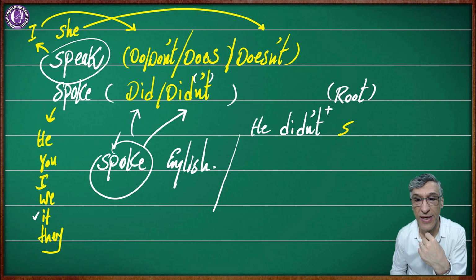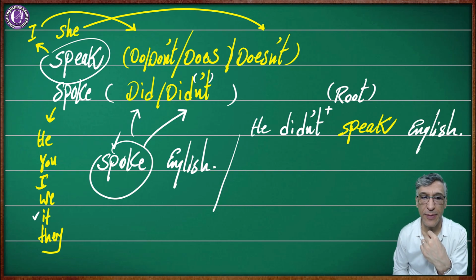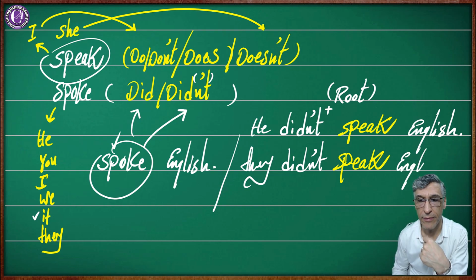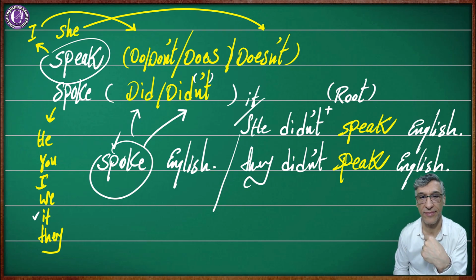He didn't speak. And the rest of the sentence, English. What about the rest of it? The same. They didn't. Again, I need to say the root of the verb, speak. Okay? And English again. Look at it. If you bring it, she is the same thing. Or it, the same. No different. Yes, it is very, very easy.